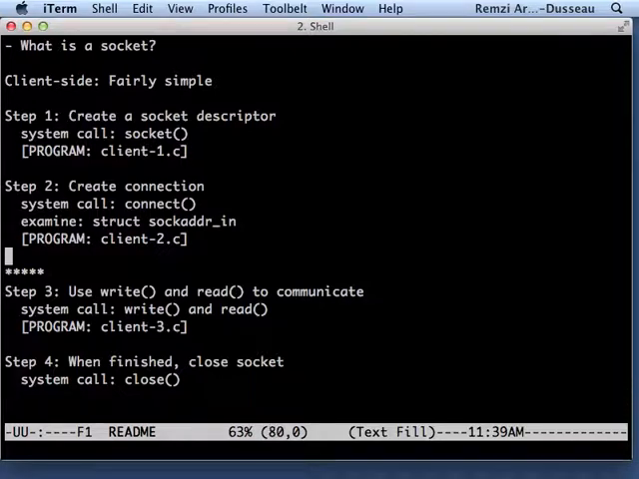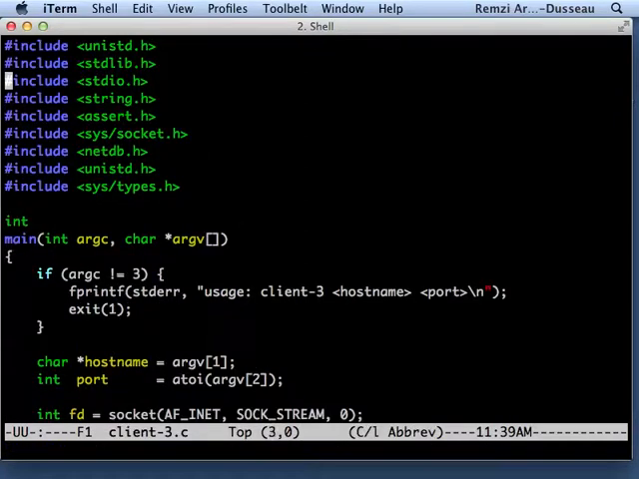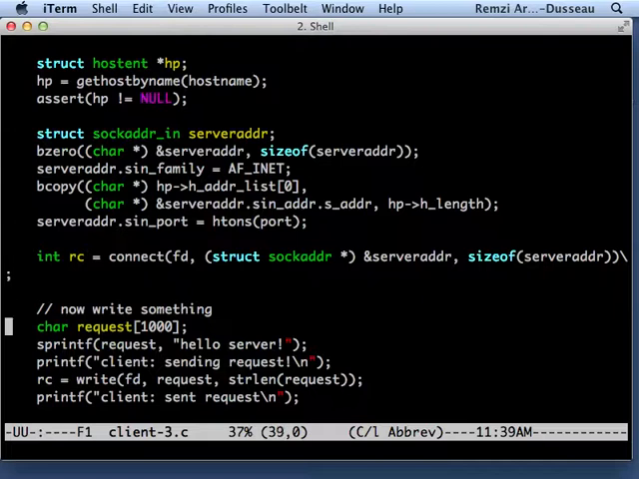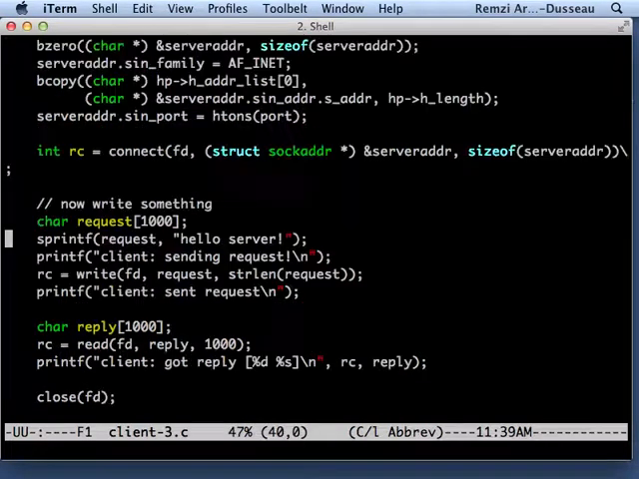Any questions about that? And I guess there's probably an example here that does the next piece. So after connecting here, you can see what this little client does is it simply calls write of a request of some length and then reads a reply. And those are just those system calls that you may have already used, and then does a close.